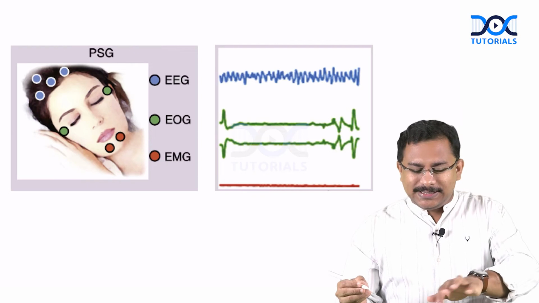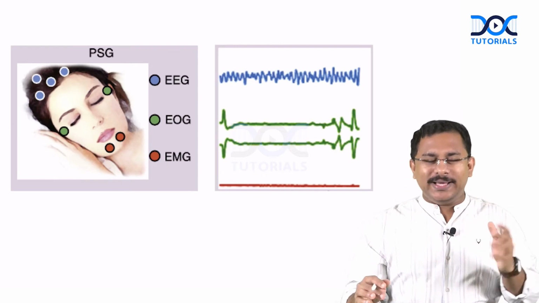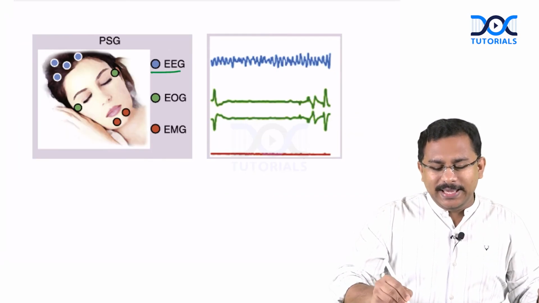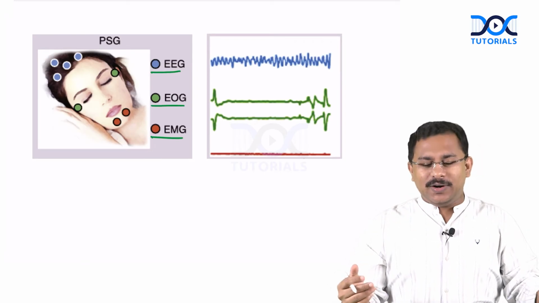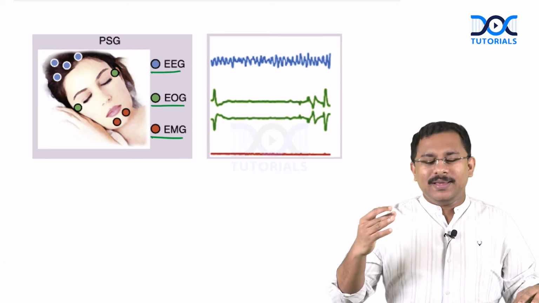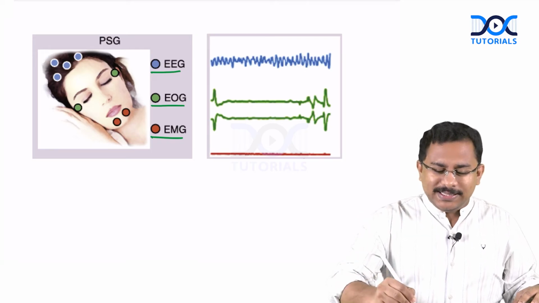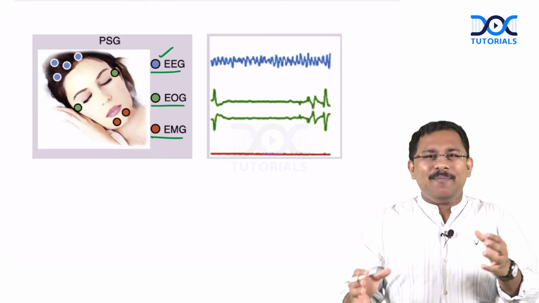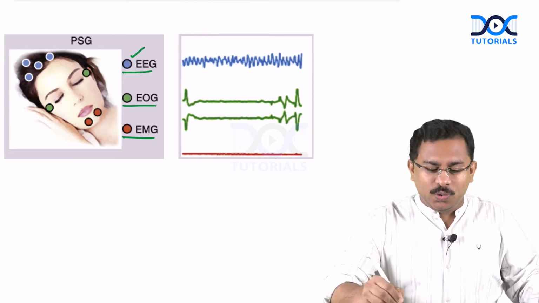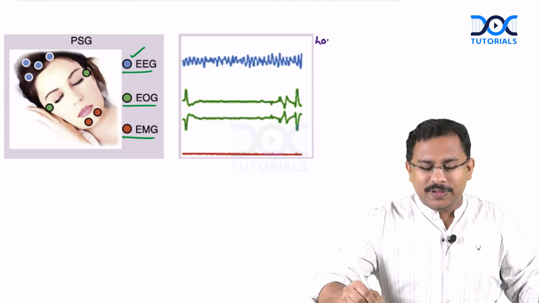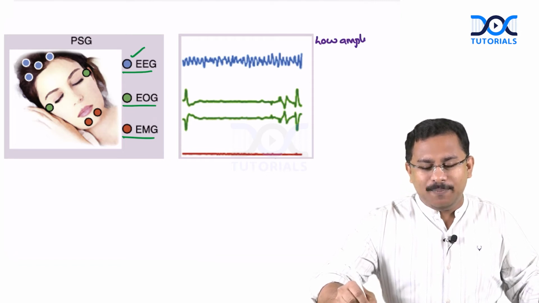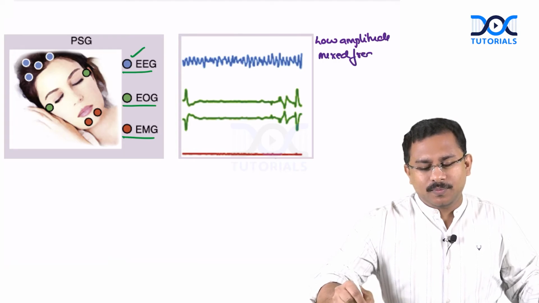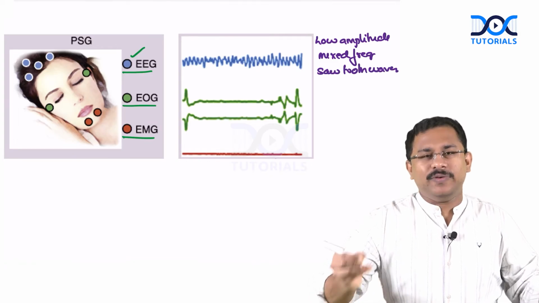So let me tell you why this is REM sleep. First of all, I already told you, you have EEG, EOG and EMG recordings. So in case of REM sleep, what does the EEG tell you? The blue line actually shows low amplitude mixed frequency sawtooth waves. So in case of REM sleep, you get low amplitude mixed frequency sawtooth waves.